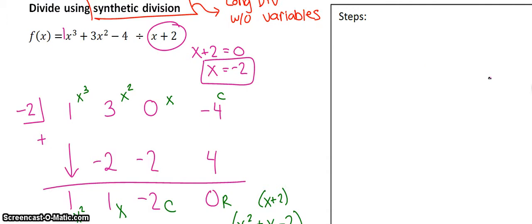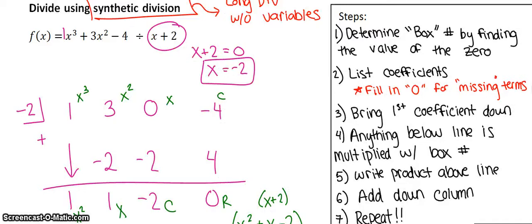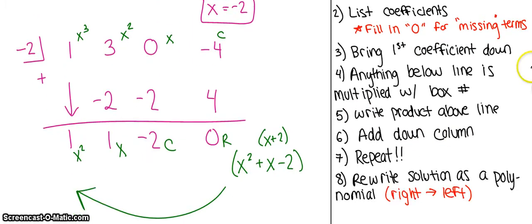Write down any questions you have right now before I come back with the answer. Okay, here are the steps. You should pause the video and write these down. So remember, first I determined the box number, then I list out these coefficients. I brought the first coefficient down. Anything below the line gets multiplied with box number and written above the line. Then I add down the columns, and I just keep repeating this process until finally I could rewrite my solution as a polynomial, going from right to left.